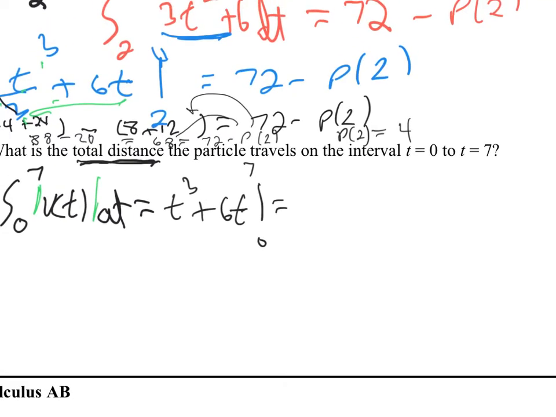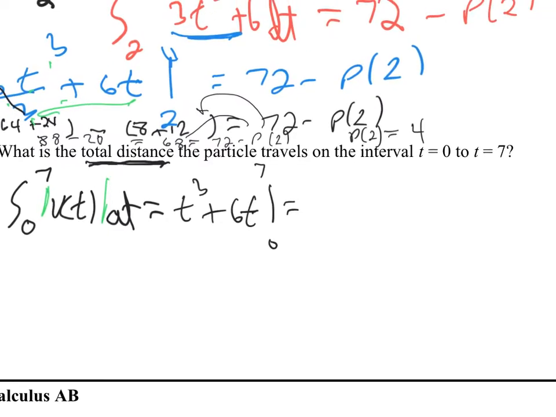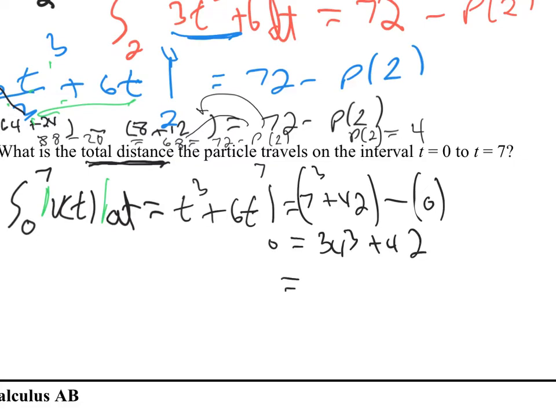And here goes. 7 cubed. Okay, that will need a calculator. Plus, that's 7 cubed plus 42 minus, plug in the 0, I get 0. So I just don't want to make a mistake in front of you, so I will go to my calculator and look for it. That's 343 plus 42. That's 385.